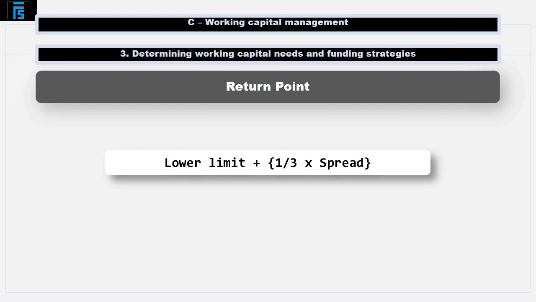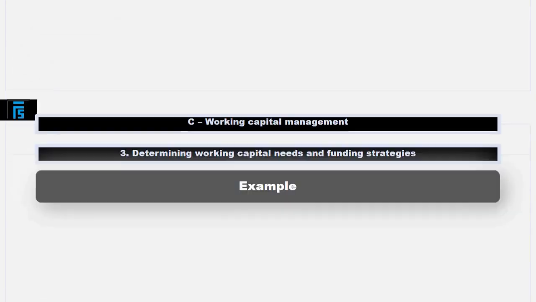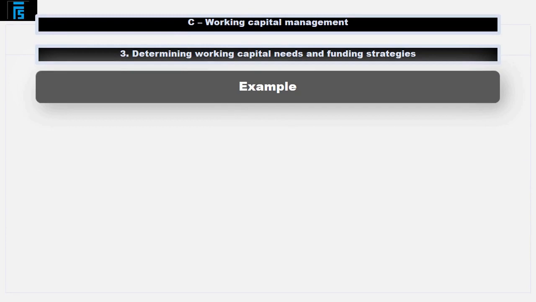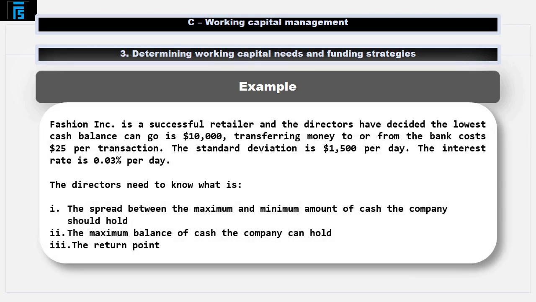Okay, now let's tackle an example. I want you to attempt the example that will come up on screen. Pause the video and apply the theory we just did, and then I will review it with you. So pause the video now.